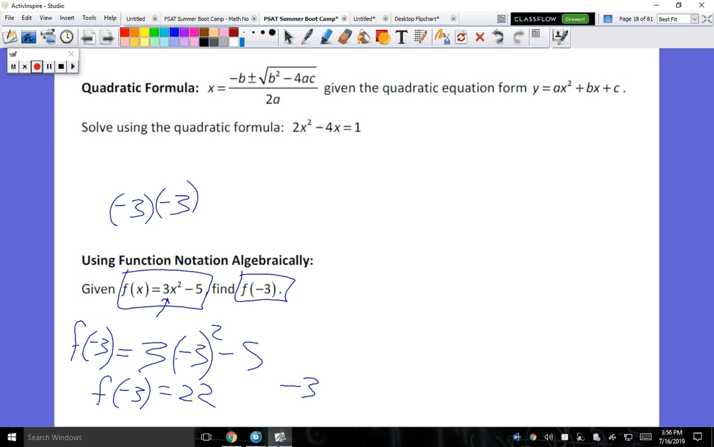Some of you might even write this answer like this. Both mean the same thing. At x is equal to negative 3 on the function f, the y value is 22.